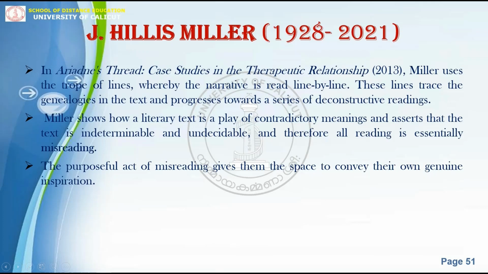In Ariadne's Thread: Story Lines, published in 2013, Miller uses the trope of lines, whereby the narrative is read line by line, and these lines trace genealogies in the text and progress towards a series of deconstructive readings. Miller shows how a literary text is a play of contradictory meaning and asserts that the text is indeterminable and undecidable, and therefore all reading is essentially misreading. He also says that the purposeful act of misreading gives them the space to convey their own genuine inspiration.